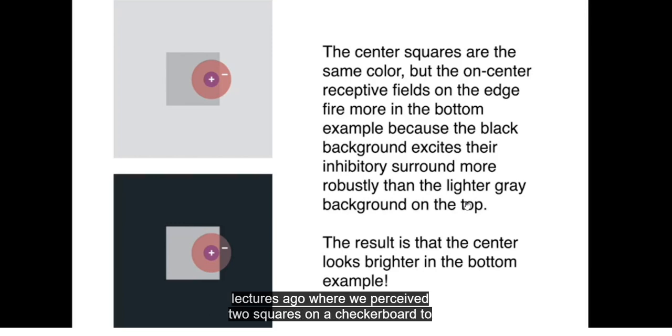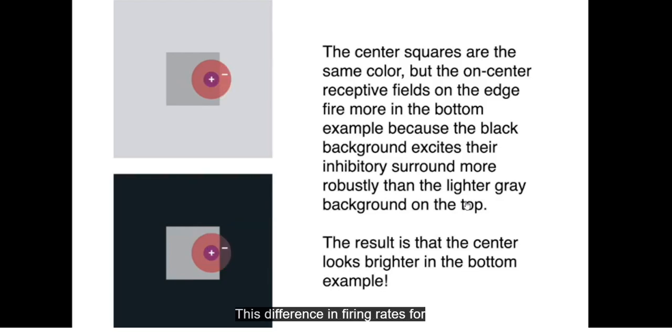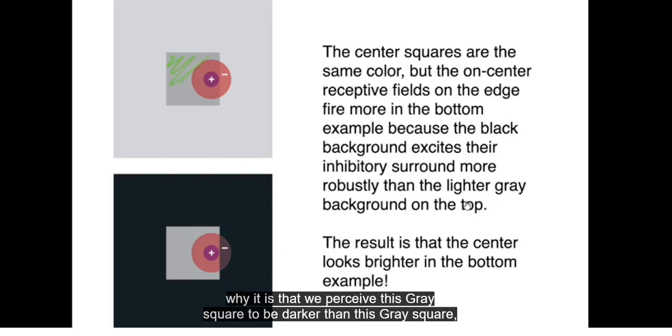where we perceived two squares on a checkerboard to be different colors, even though the actual grayscale level was the same. The explanation is that even though these two gray regions are the same color, the retinal ganglion cell described by this receptive field will generate fewer action potentials at the transition crossing than a retinal ganglion cell described by this receptive field, because there's a higher contrast between the portion of the receptive field in the dark in the bottom figure and the center of the receptive field than there is for the same region of the receptive field in the top figure. This difference in firing rates for receptive fields located along the transitions in these two figures explains why we perceive this gray square to be darker than this gray square, even though in fact the gray is the same in both.